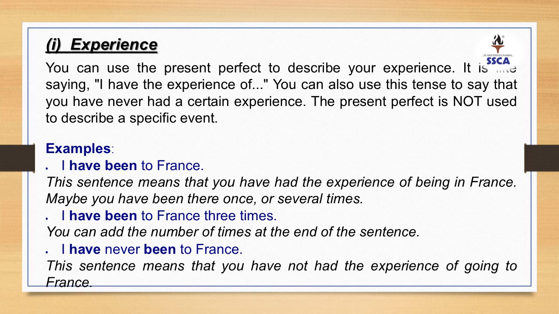Now, in example number 2, I have been to France 3 times. Here, you can add the number of times at the end of the sentence, but still there is no specific time. In number 3, you are saying I have never been to France. Now you are saying in the sentence that you have not had the experience of going to France, but no specific times. So basically, you can use present perfect tense to share your experience, but no specific times.